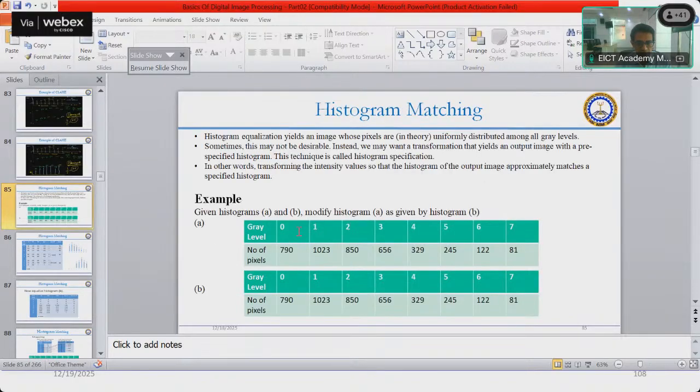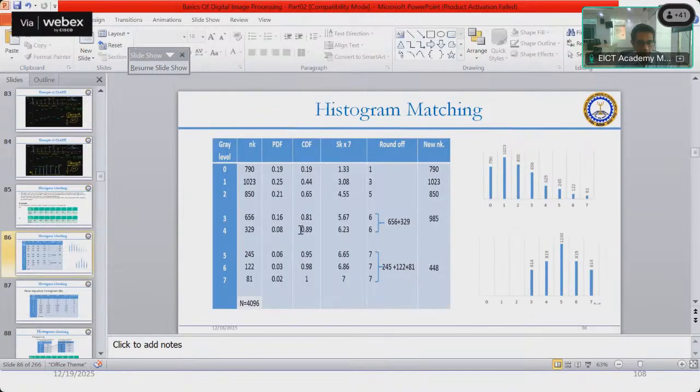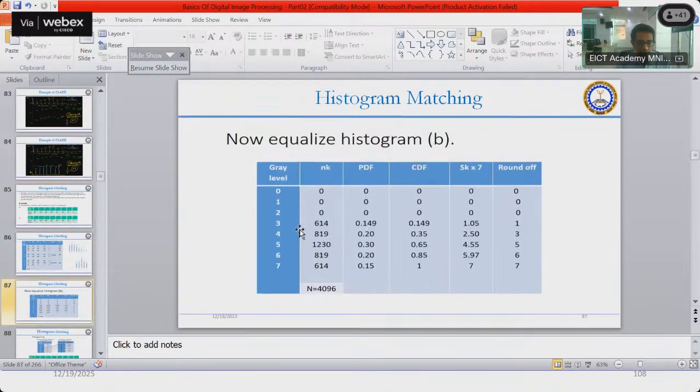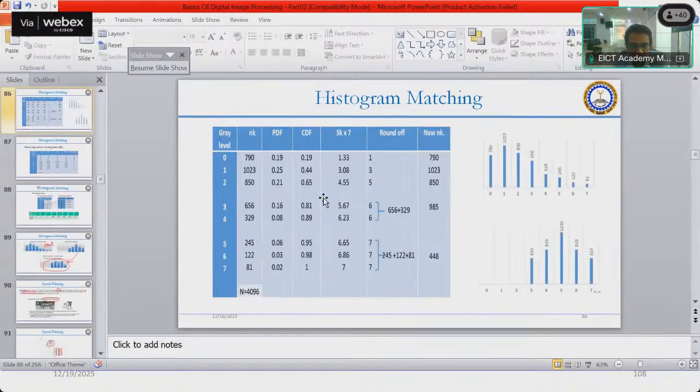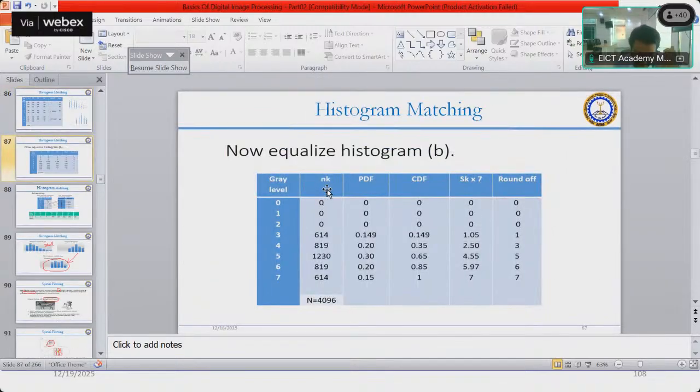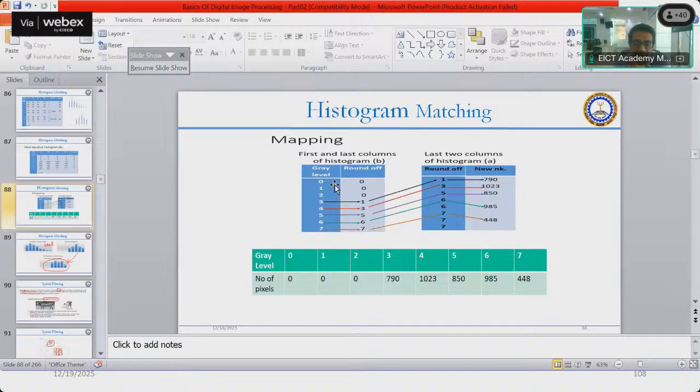See, this is the one here. What you are doing here is this wonderful technique, where the gray level was there and the round off was there, in the first and last column. And then you go to that round off value. We need to find the histogram exactly like histogram equalization in both cases, and then one additional part is there. What is that additional part?